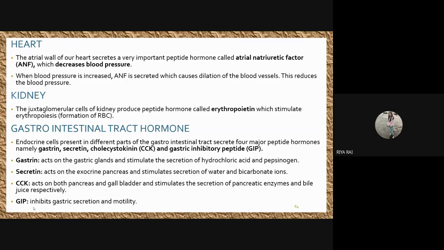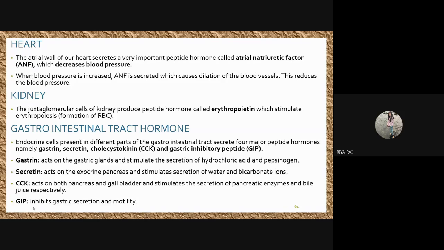Gastrointestinal tract hormones. Endocrine cells present in different parts of the gastrointestinal tract secrete four major peptide hormones, namely gastrin, secretin, cholecystokinin, and gastric inhibitory peptide. Gastrin is secreted in the gastric glands, and they control the secretion of hydrochloric acid and pepsinogen in the stomach.